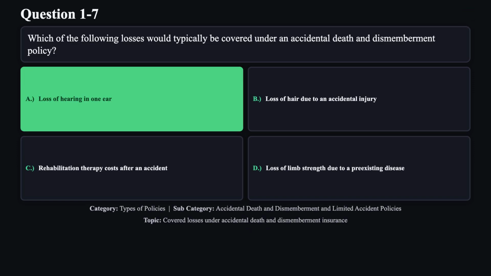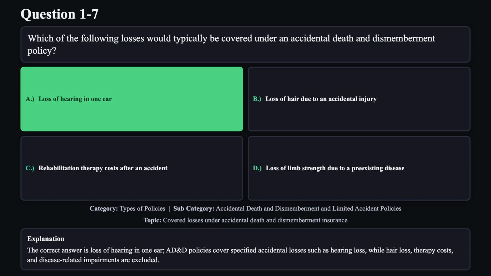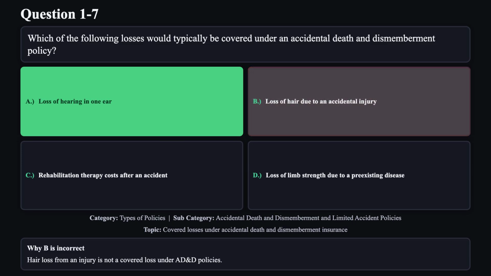The correct answer is A. The correct answer is a loss of hearing in one ear. AD&D policies cover specified accidental losses such as hearing loss, while hair loss, therapy costs, and disease-related impairments are excluded. Reason B is not correct. Hair loss from an injury is not a covered loss under AD&D policies.